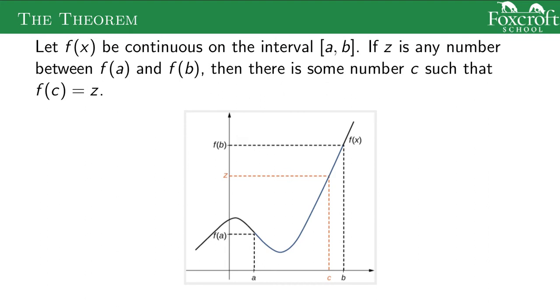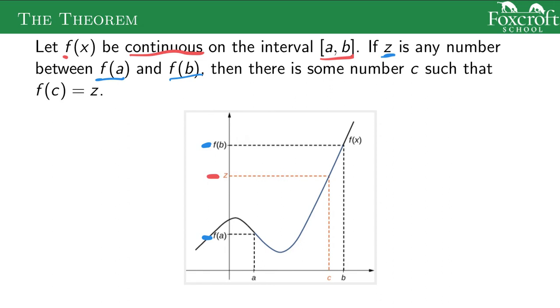There are a couple of important things to recognize: f of x is going to be continuous on the interval AB. That's the first piece. And the second piece is that it's a closed interval AB, so the endpoints actually make sense. And then what is the setup? Z is some number between the outputs at A and B. So here's the output at A, here's the output at B, and Z is some value in the middle.